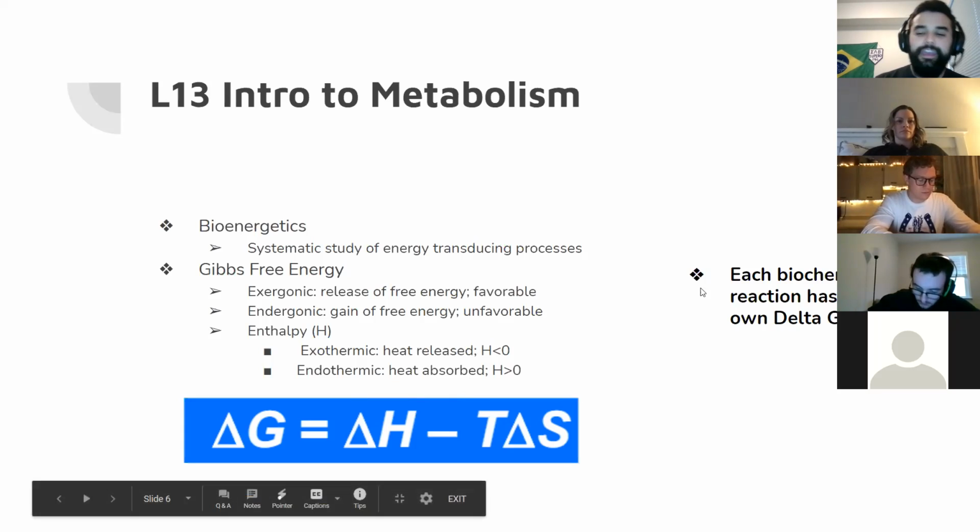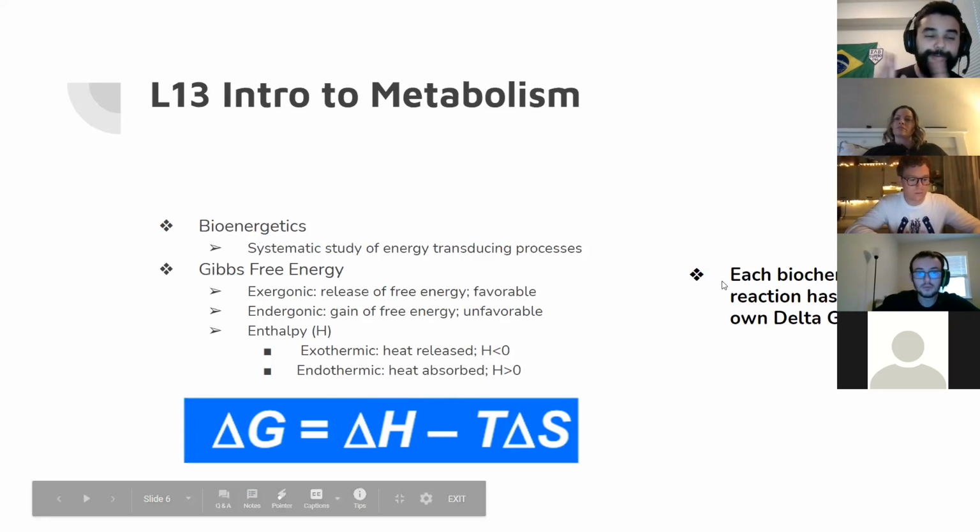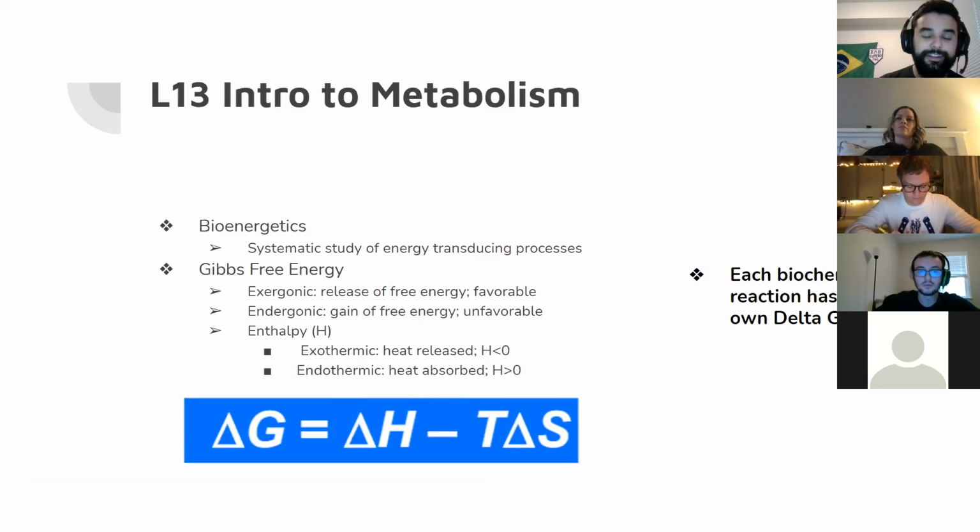Sorry. And the important thing to know out of all of this, because he's definitely not going to ask about Gibbs free energy again, because you talked about it in exam 1. But the important thing to know is that each biochemical reaction, each step in a metabolic pathway has its own delta G. Okay? And that's going to be really, really important when we're looking at huge metabolic pathways.